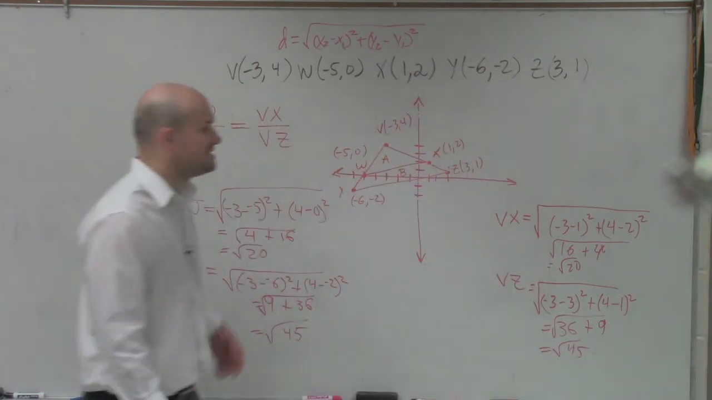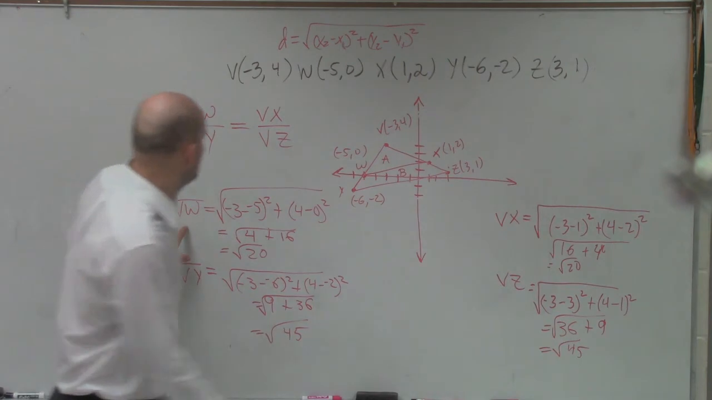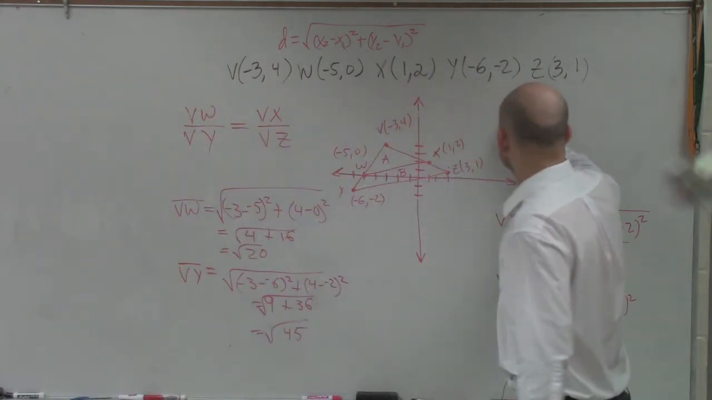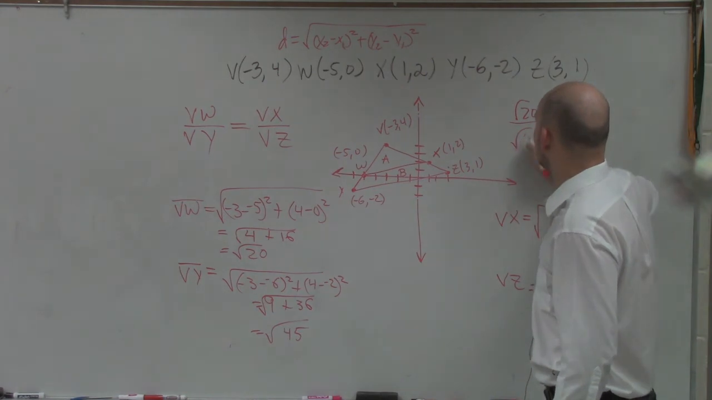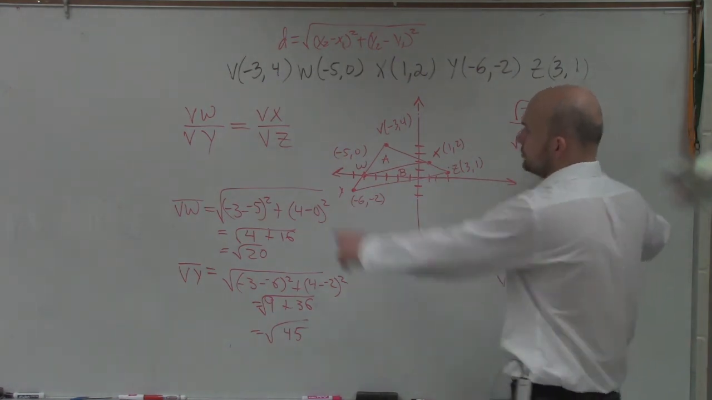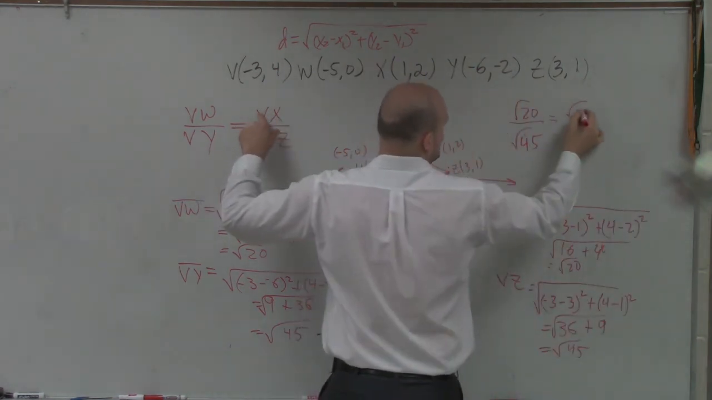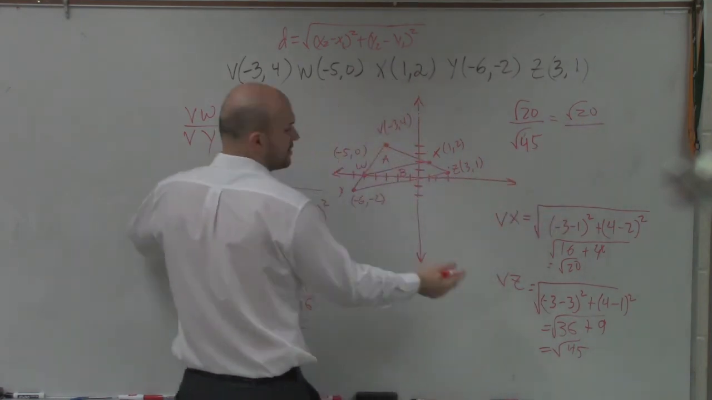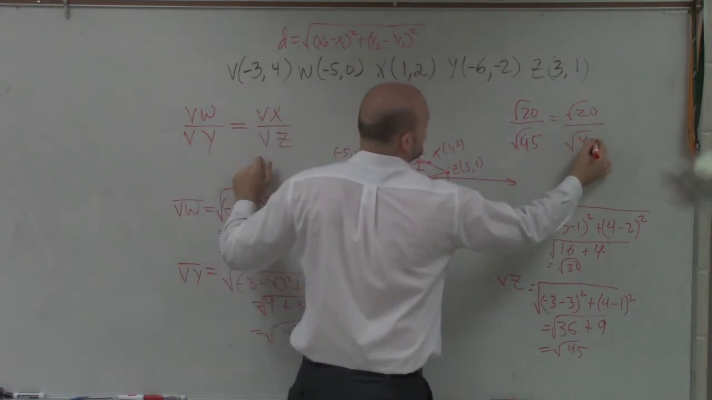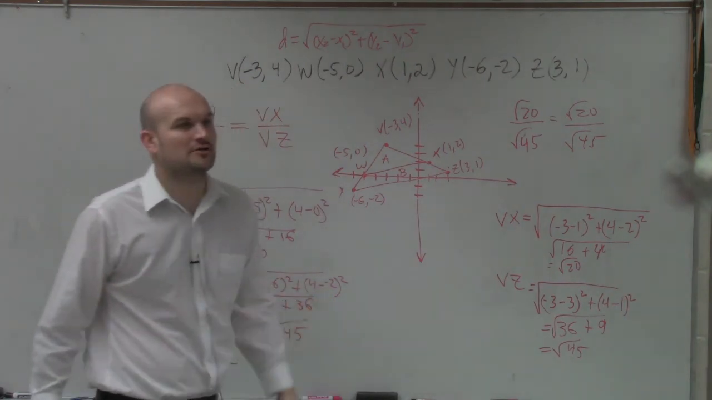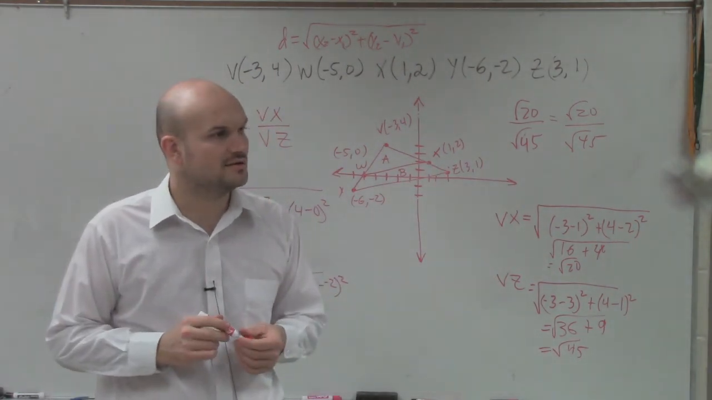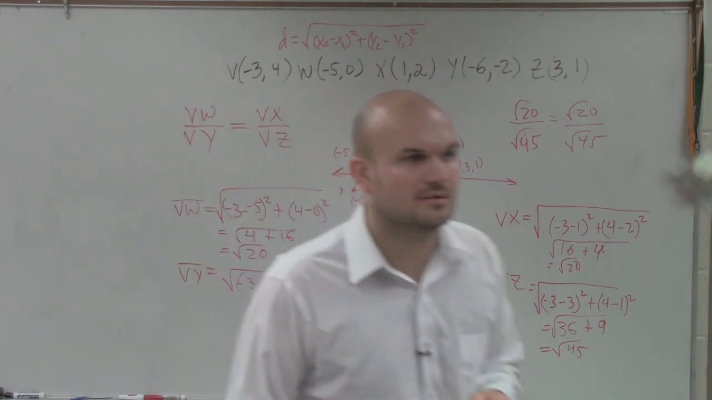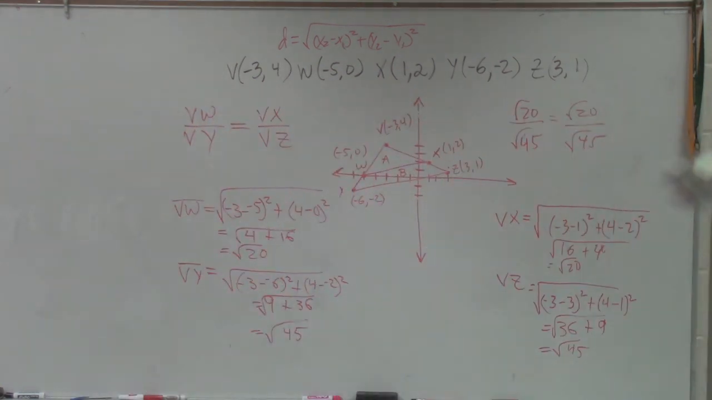So therefore, let's now plug in each one of these values. VW is the square root of 20 over the square root of 45. That has to be equal to Vx, which is the square root of 20 over the square root of 45. Well, obviously, guys, this is pretty easy to determine. Are those proportions equivalent to each other? Yes. So are those triangles similar? Yes, they are. Done.